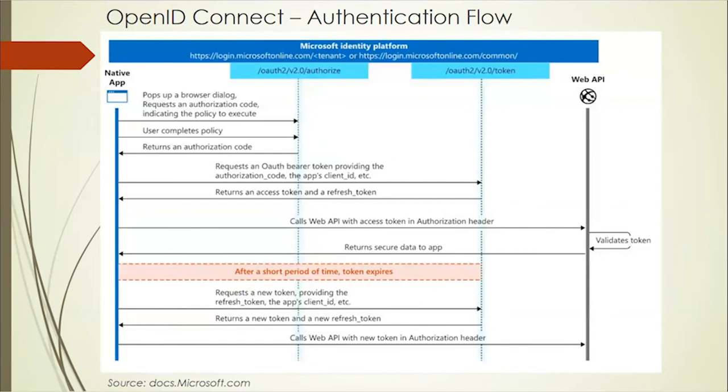And that is the authentication flow of OpenID Connect. So you can see that there are two endpoints. One is authorize, the other is token. Authorize is more like authorization to let the user log in. Token is, once you have the login, you get the bearer token, and then you can request the real access token.